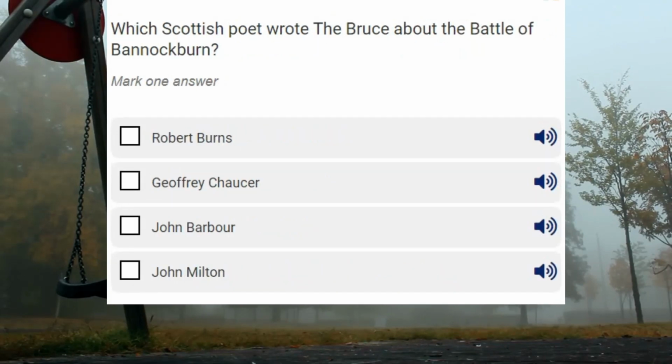Which Scottish poet wrote the Bruce about the Battle of Bannockburn? Robert Burns. Geoffrey Chaucer. John Barber. John Milton. Correct answer: John Barber.